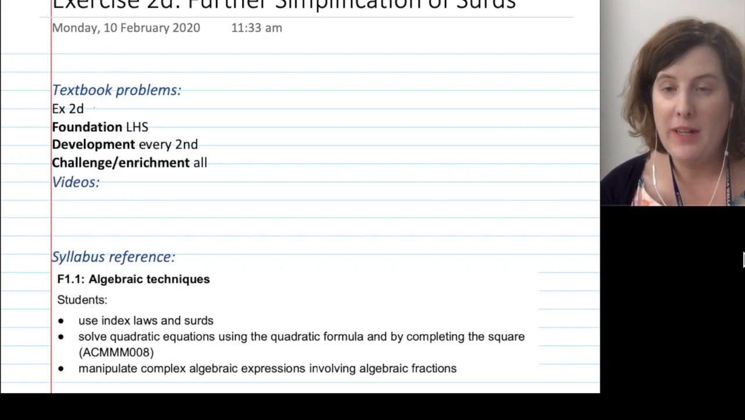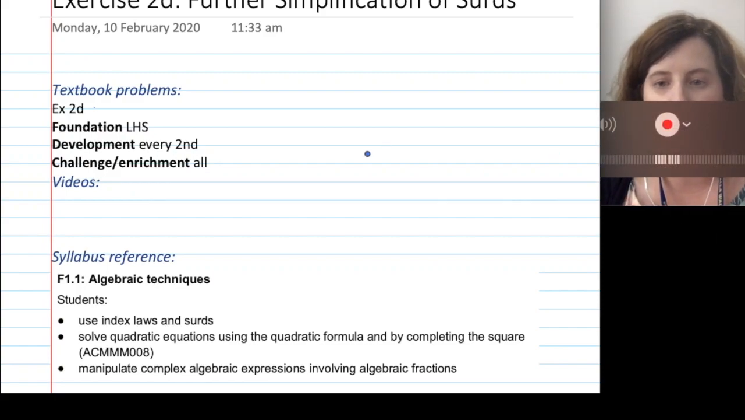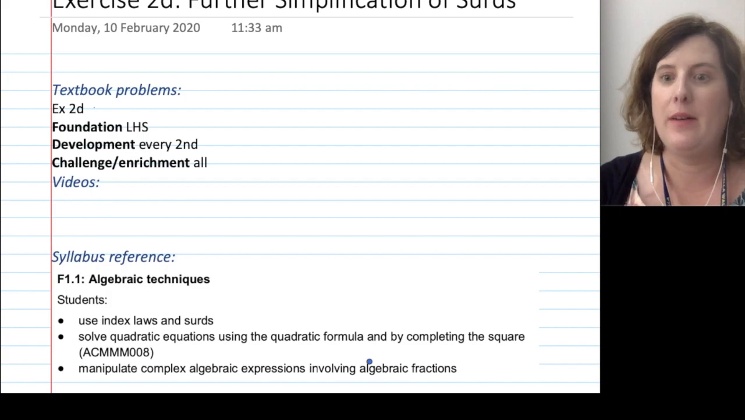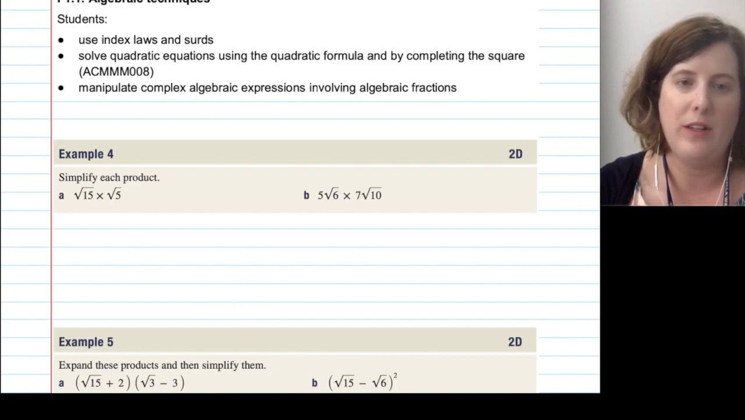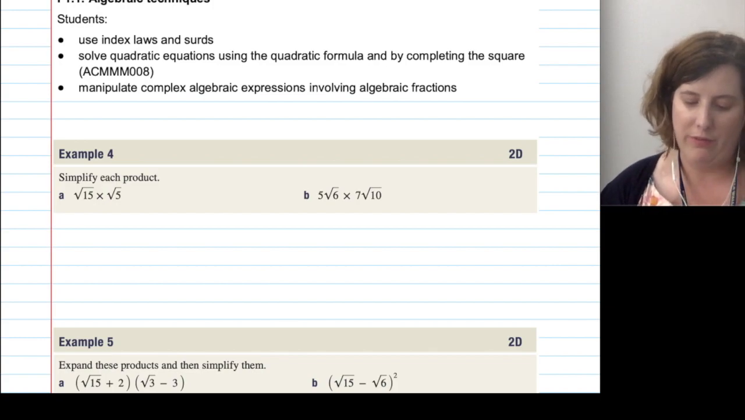We're looking at further simplification of surds. We're now looking at simplifying when we're multiplying and then expanding surds and collecting the results. So let's have a look at this first one, root 15 times root 5.